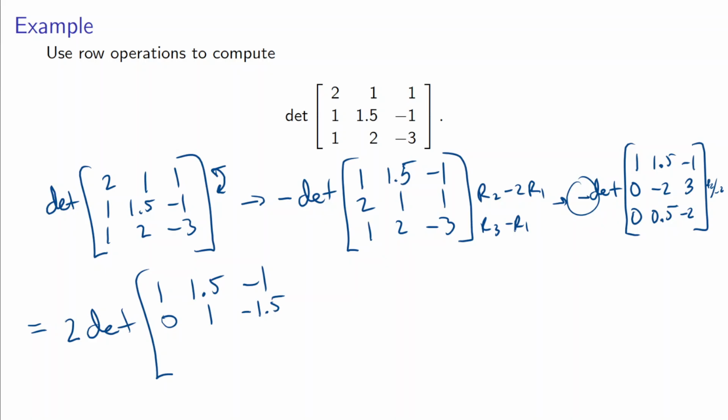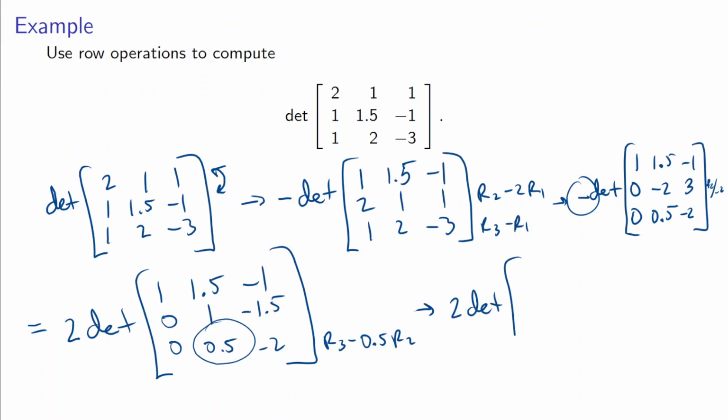-1.5, and then 0.5, -2. And then one more step, let's get a 0 here to get this to be upper triangular. So we'll do row 3 minus 0.5 row 2. So this goes to 2 times the determinant of 1, 1.5, -1, 0, 1, -1.5, and then 0, 0, and then that'll be a -2 minus 0.5 times -1.5.